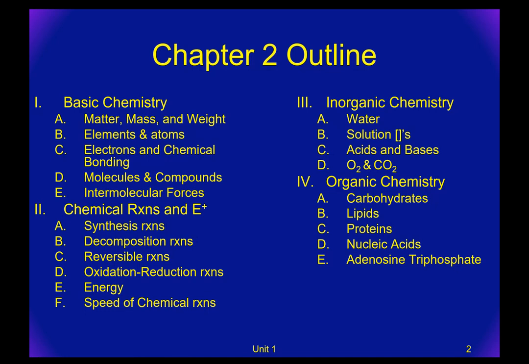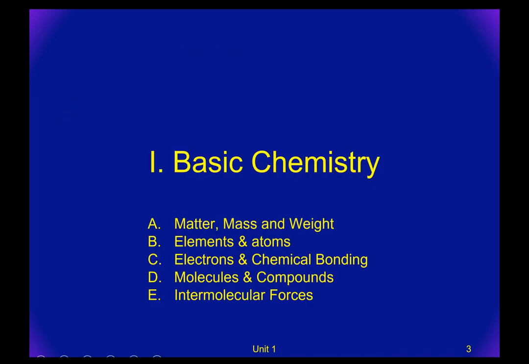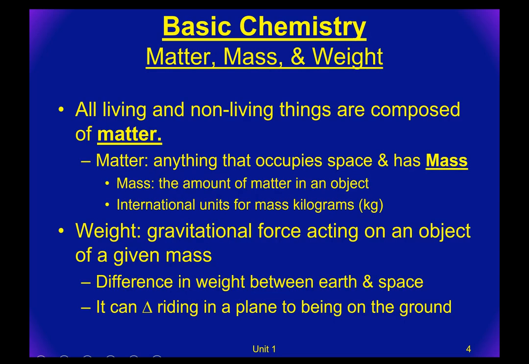So this is the outline of the chapter. We've got basic chemistry, chemical reactions, and energy. By the way, E with a plus is energy. If you see E with a minus, that's electron. Okay. Inorganic chemistry with water and solution concentrations, acids and bases, oxygen and carbon dioxide, and organic chemistry with carbs, lipids, proteins, nucleic acids, and ATP, I'm sorry. So let's start with basic chemistry.